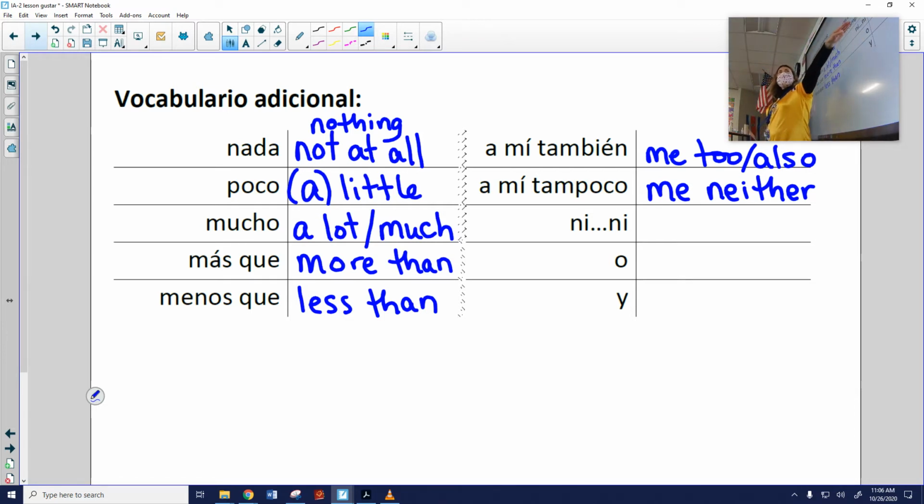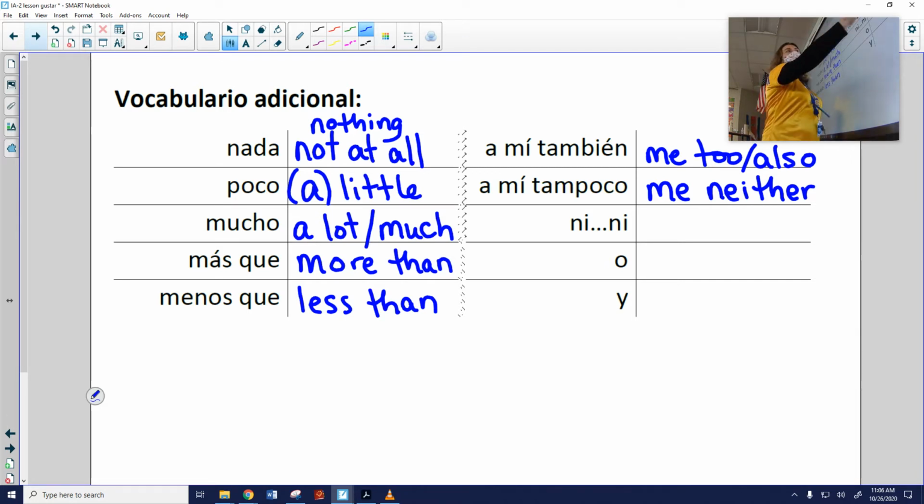We would only use a mi tampoco if we're agreeing with somebody that made a negative statement. If somebody said, I don't like history class, you might reply, me neither. But if somebody said, I like history class, and you replied, me neither, that doesn't really make sense, right? I like history class, me neither. That doesn't make sense.